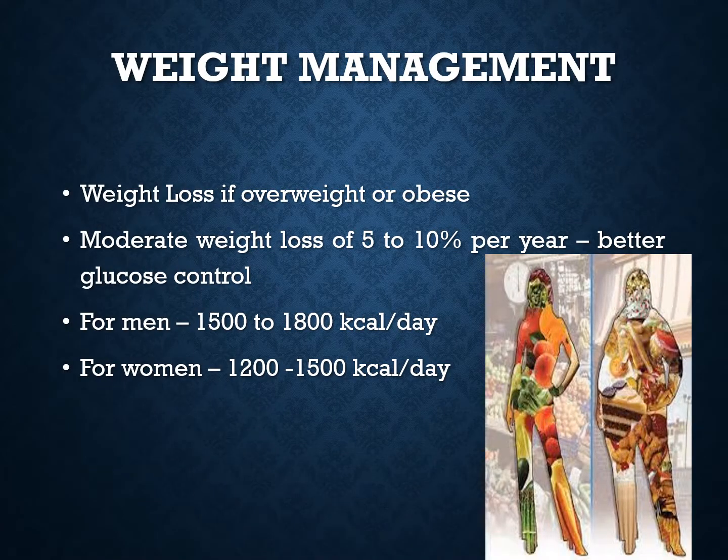If a person is overweight or obese, he should lose weight. Studies have shown that moderate weight loss of 5 to 10% improves blood glucose levels. Therefore, it is suggested to take 1500 to 1800 kilocalories per day for men and 1200 to 1500 kilocalories per day for women.